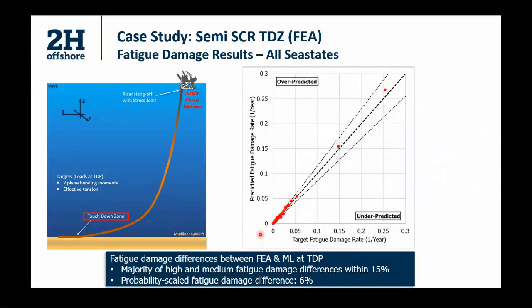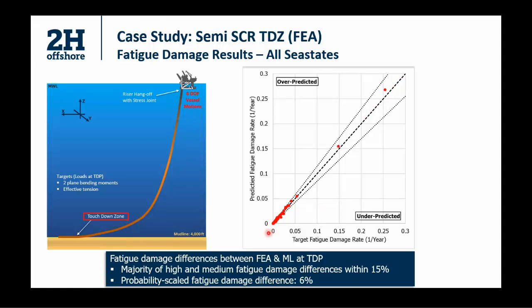This can further be emphasized by looking at the predicted fatigue damage rate on the y-axis and the target fatigue damage rate on the x-axis, and looking at the level of prediction. Remember, previously we had shown a scatter diagram which was kind of dispersed. So what we see here is that all of these now lie on this straight line, and that's basically the beauty of this machine learning model.